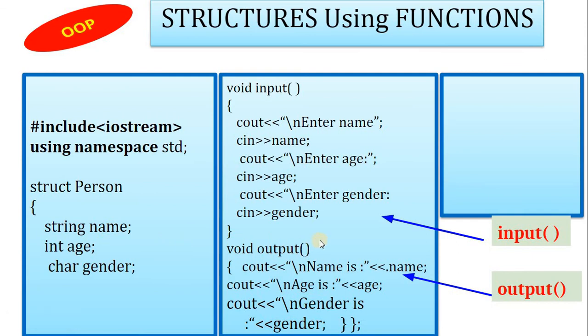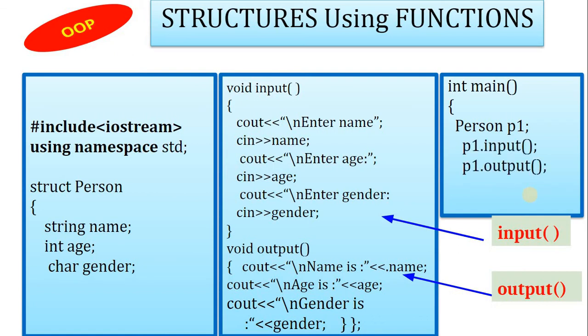Now if you want to access the name, age and gender through a structure, we can write p1.name, p1.age, after creating a structure variable p1. But now we can access them using the input function and output function, which can be called using the structure variable as p1.input and p1.output. So this is how the structure can be converted using functions.